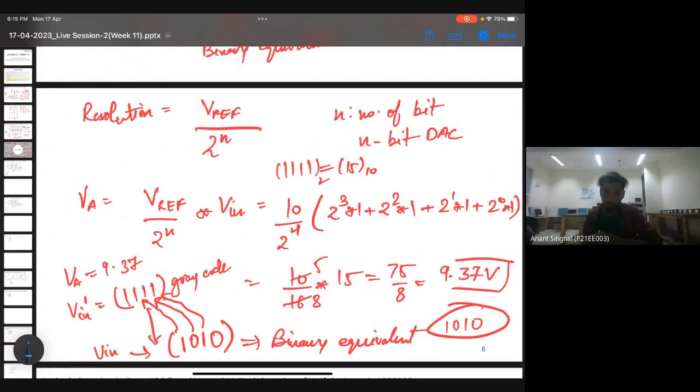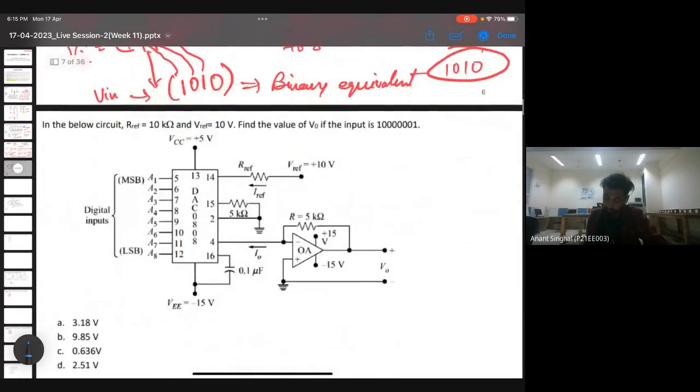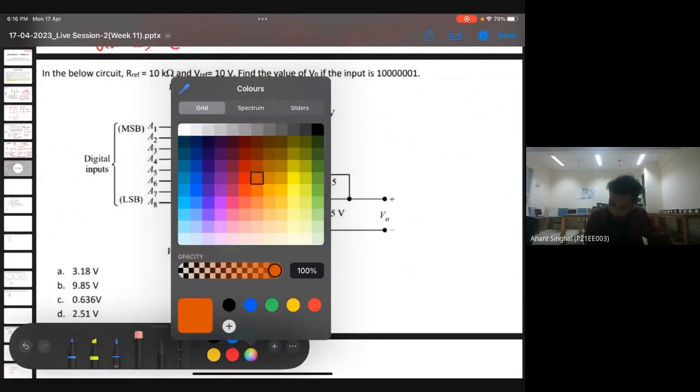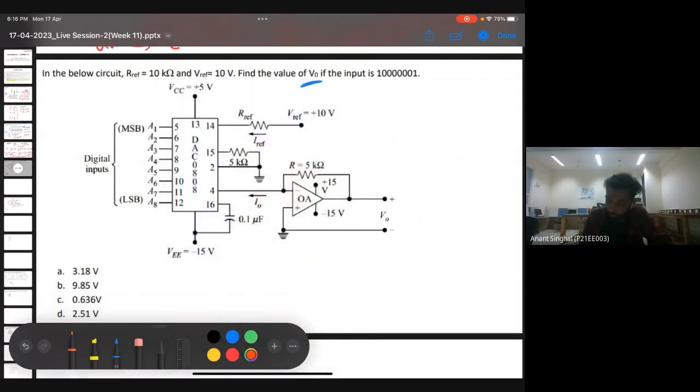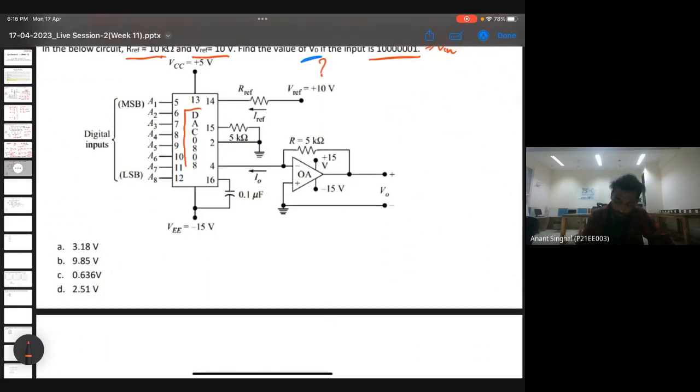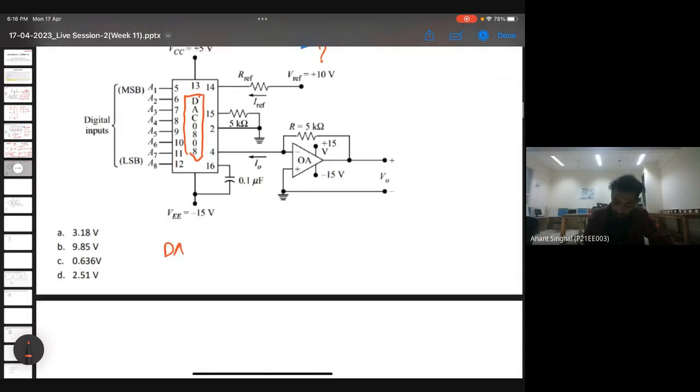Okay, so let's proceed with the next question. The question says in the below circuit, there are certain values which are given. So we need to find the value of the output voltage. If the input is, let's suppose, V in, and there is RF given, there is VREF given, and we need to calculate the output. This circuit is nothing but a DAC 0808. DAC 0808 is an 8-bit digital to analog converter.